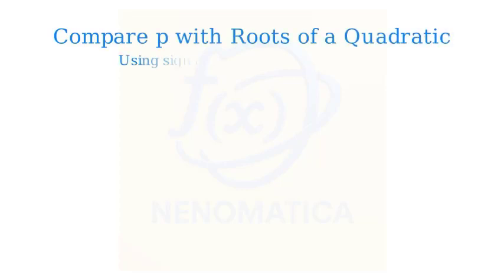In this lesson, we'll learn a fast way to compare a real number p with the two real roots of a quadratic, without explicitly solving for the roots. The method uses the sign of a times f of p, and the vertex at minus b over 2a.